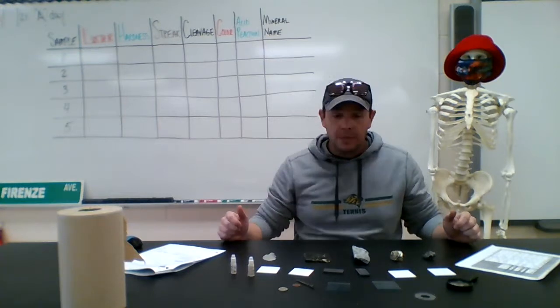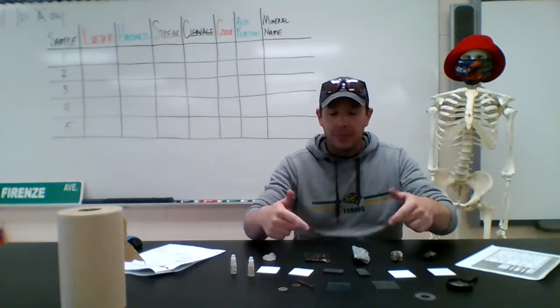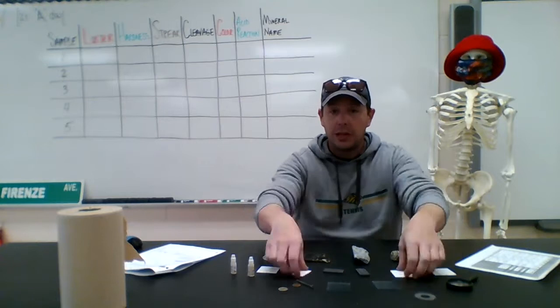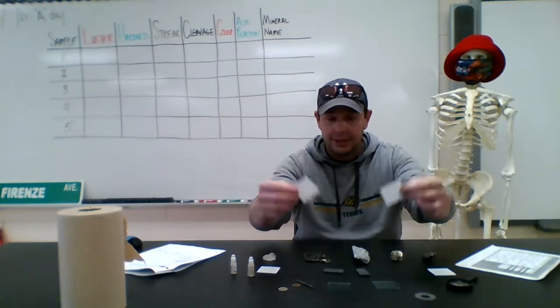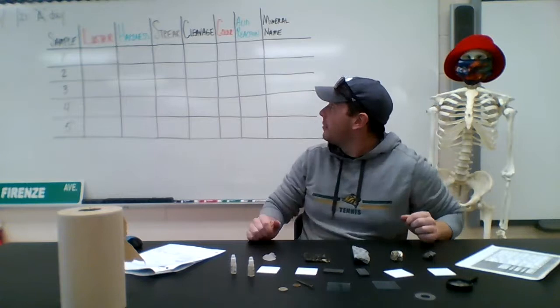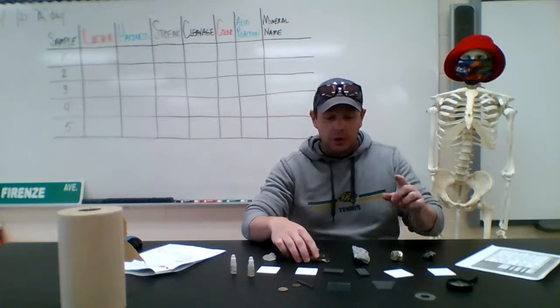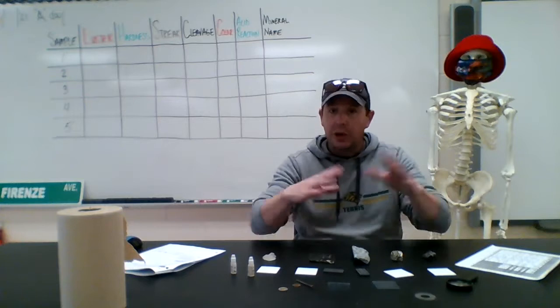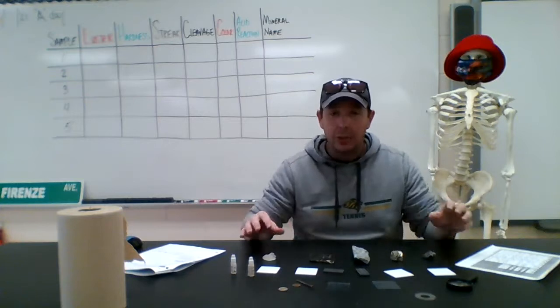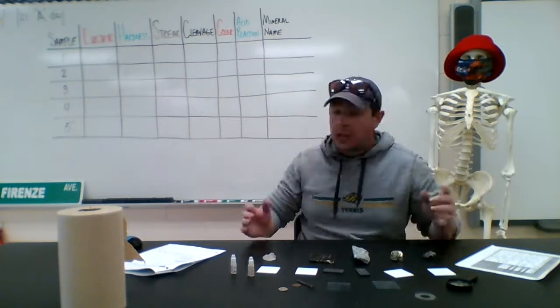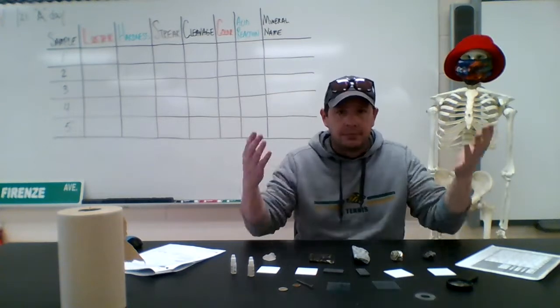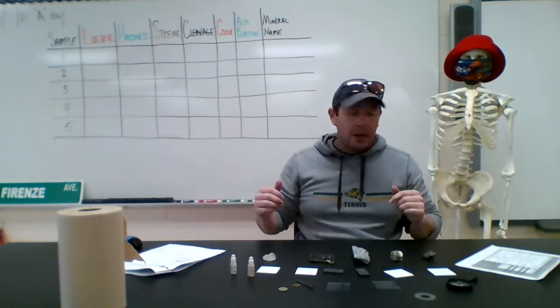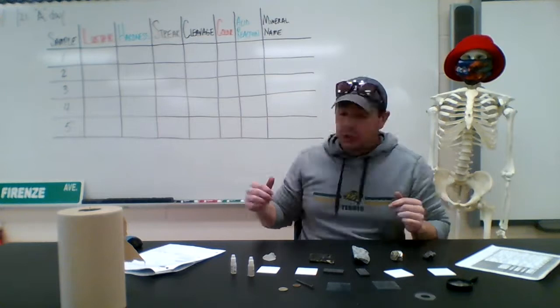We've got streak, which means what kind of powder is left behind when you scrape it on something. That's why we're going to use the streak plates. We also have cleavage or fracture. That means, does it break in 90-degree angles or does it just break randomly? We're going to see how this stuff breaks. Color. What color is it? We also have reaction to acid.